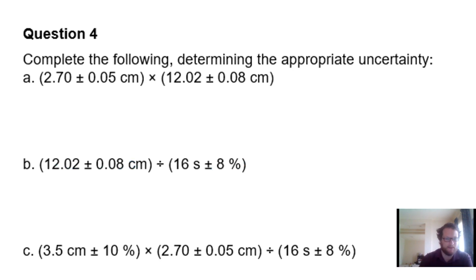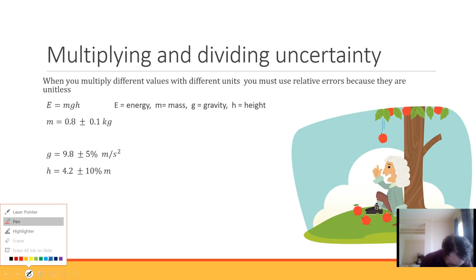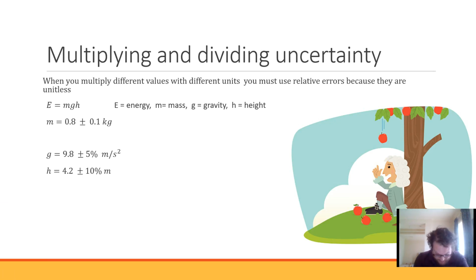Let's jump ahead. Now we're going to talk about how to multiply and divide uncertainty. So here's the big one. This is the last one. When you multiply different values with different units, you must use relative errors because they are unitless. And that's going to be important. Let's look at this equation here: E equals mgh. That's a formula we're going to use later on, but today we're just going to use it to look at errors. Energy equals the mass times the gravity times the height.